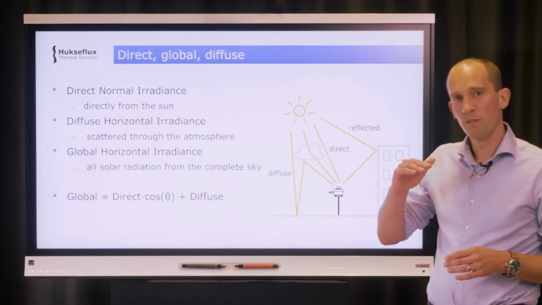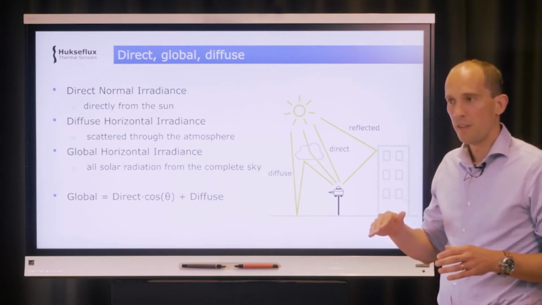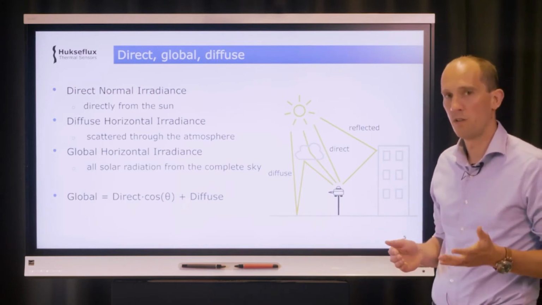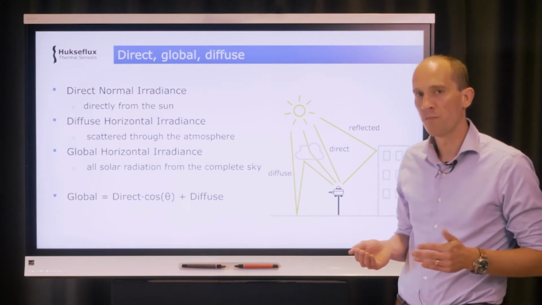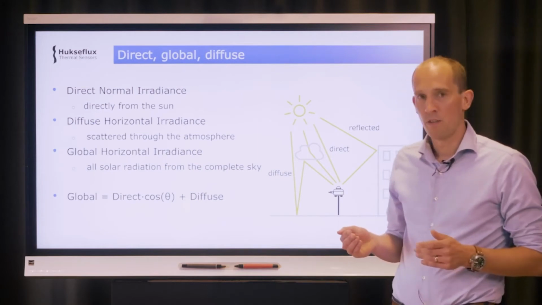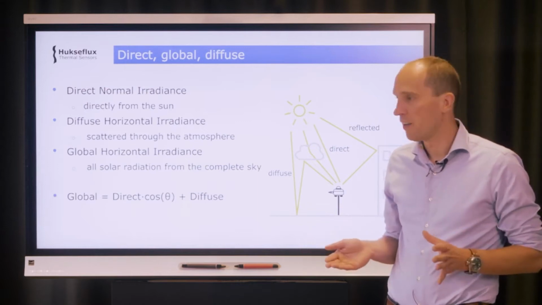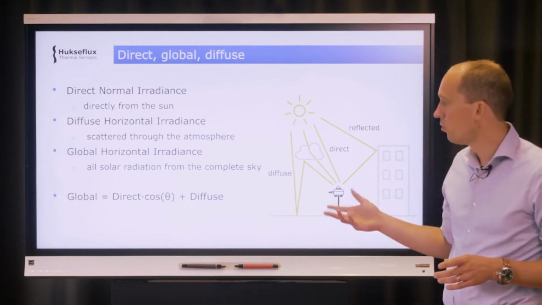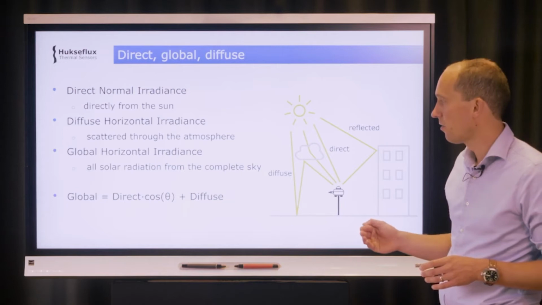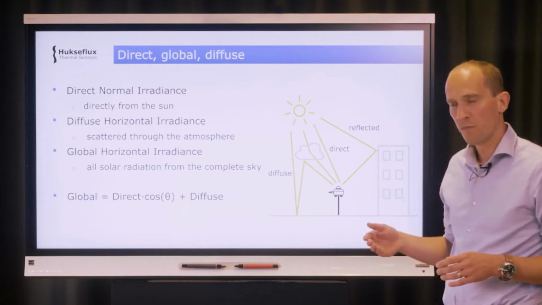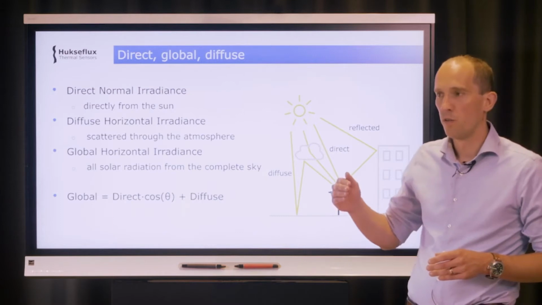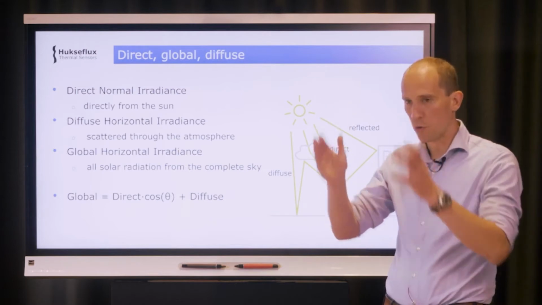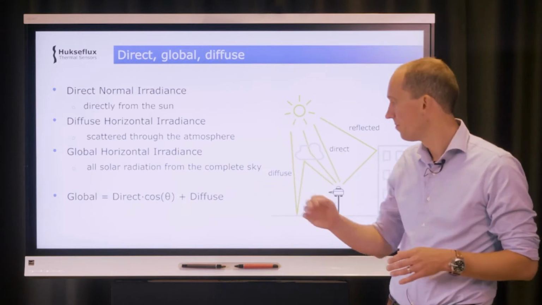Now, if you take a measurement on a surface of the Earth and you integrate all the parts, both direct and diffuse, you get a quantity which is called global horizontal irradiance, or GHI, and it's simply all the solar radiation from the complete sky. So there's also a relation between these three quantities. Global is the sum of the diffuse plus the direct beam normalized with the cosine of the angle of the sun in the sky. If the sun is straight above, you get more radiation from the sun than if it's at a lower angle.